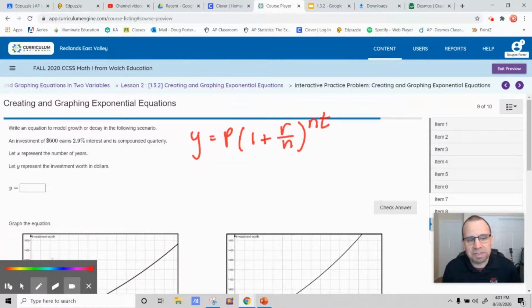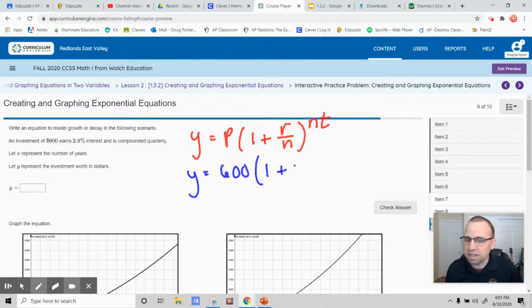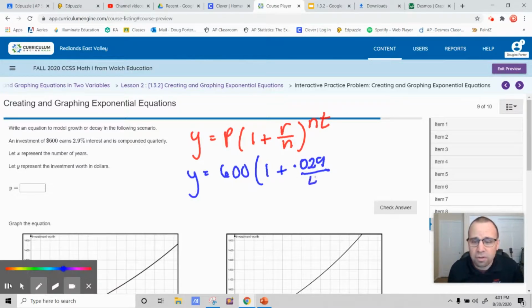Remember, P is going to stand for the principal, which means the initial amount, which is going to be $600. And then it'll be 1 plus, and this is 2.9%. Be careful here. 2.9% is really 0.029 over, and then is compounded quarterly. Quarterly means 4 times a year. And we got to put that 4 up there too with the times t.